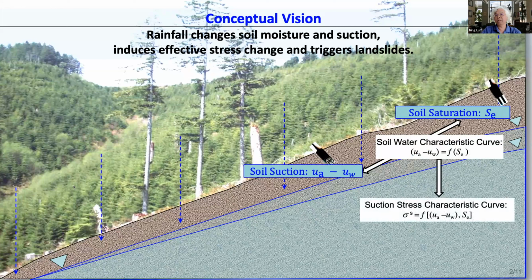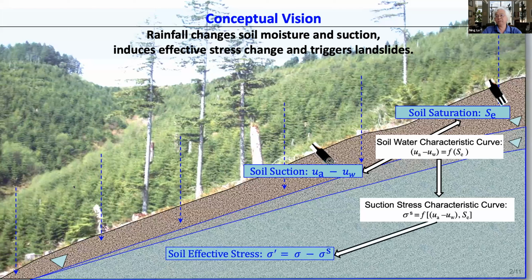The more important is the mechanical response. A slope will fail when the mechanical stress reaches some kind of threshold, or the strength of the hill slope. What is particularly important for variably saturated material is the effective stress, and part of the effective stress we call the suction stress. This is also a characteristic of soils, and we call it the suction stress characteristic curve.